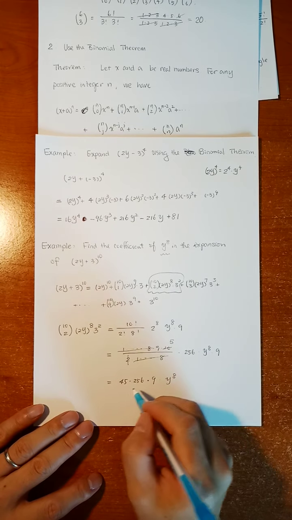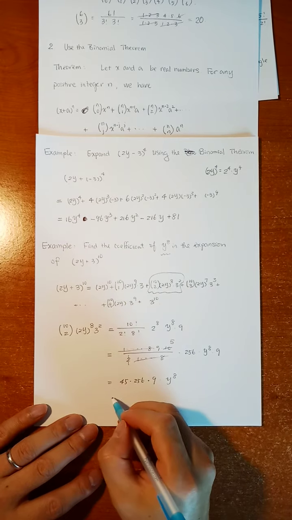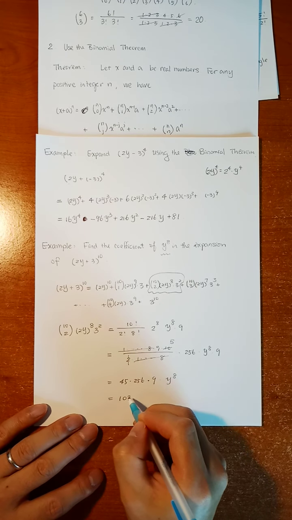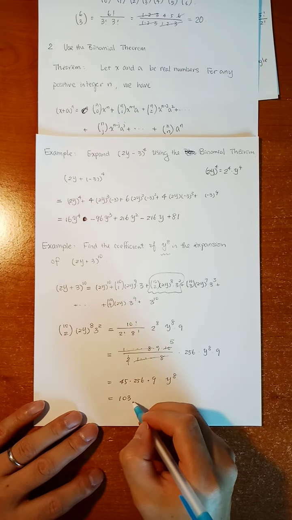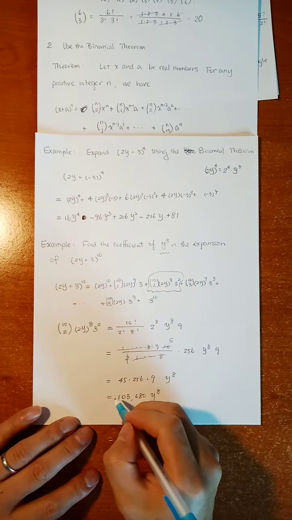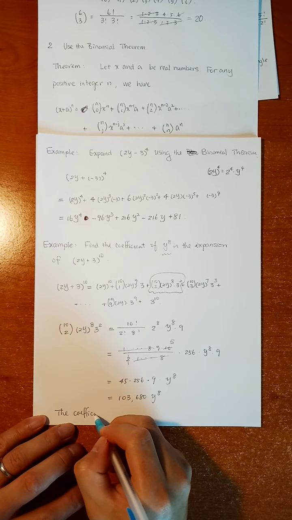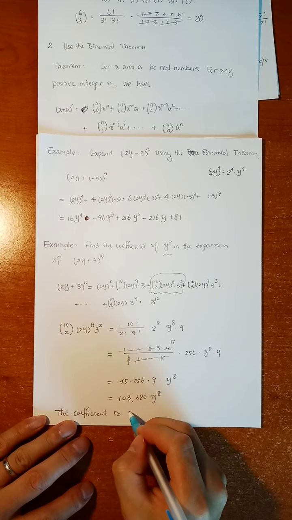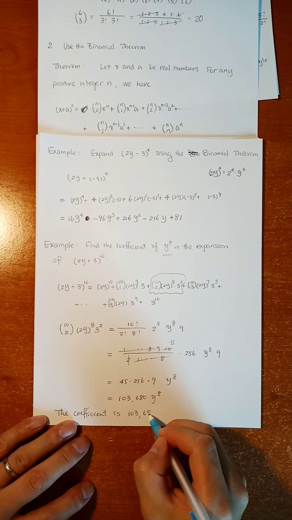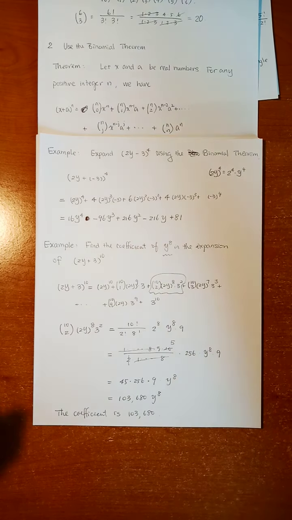So you just do the computation by hand. You will get 103,680 times y to the 8th power. So the coefficient, you can answer the coefficient is 103,680. Well, that's it. Only the final computation takes time.